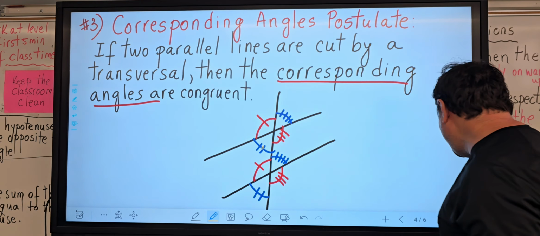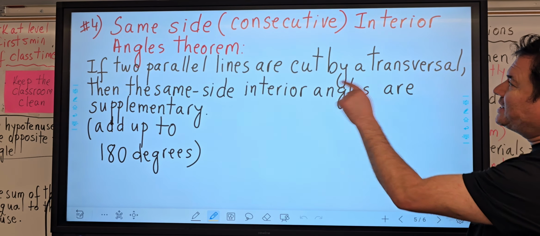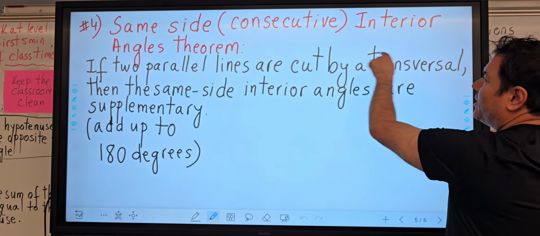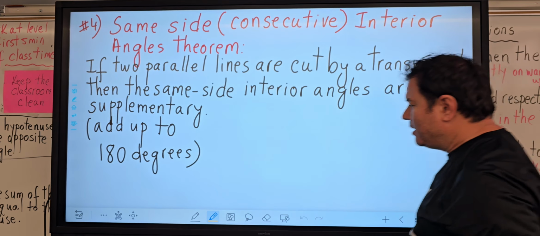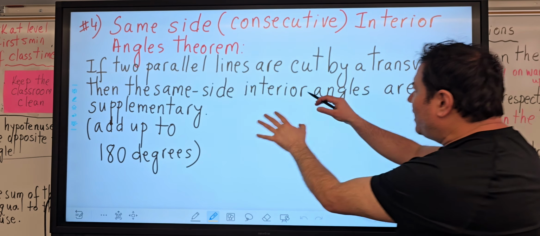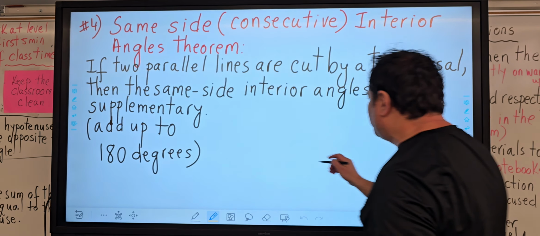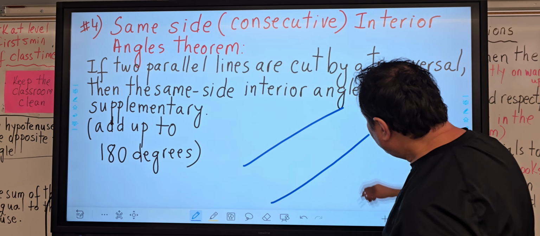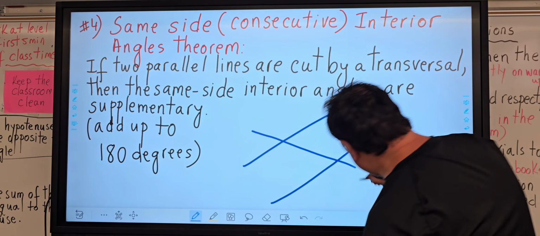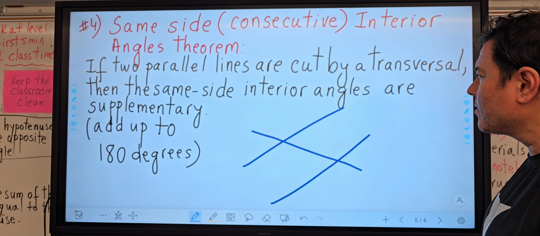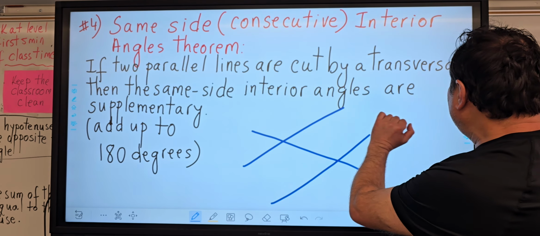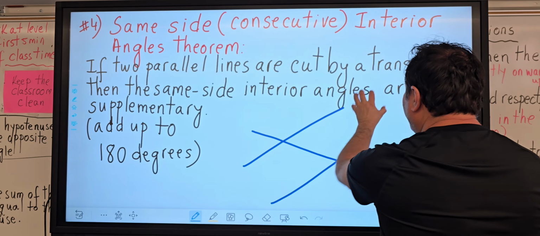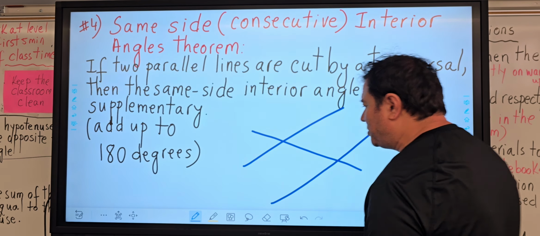And let's take a look at another one here. Same side or consecutive interior angles theorem. Again, if two parallel lines are cut by a transversal right here, like that, then the same side interior angles are supplementary.